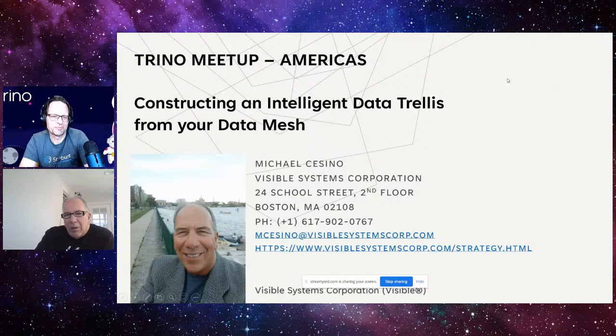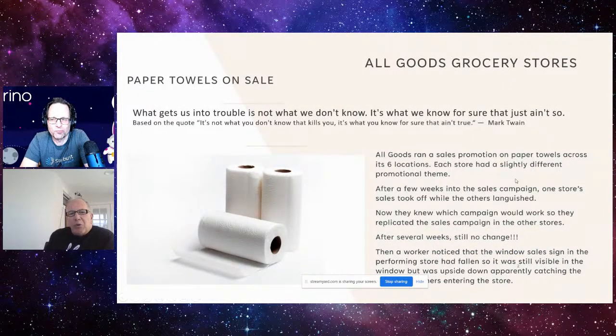Yeah, that's cool. So let's talk about this so-called data trellis. And before I do, I just want to talk a little bit about a story. The story is that there was a small grocery store with half a dozen locations, and they decided to run a sales campaign for each location with some variation in the campaigns. After a few months, they noticed that the sales were kind of flat in all but one location. They thought that maybe it was this particular campaign that was unique to that location. So they figured, let's replicate that campaign in the other locations.